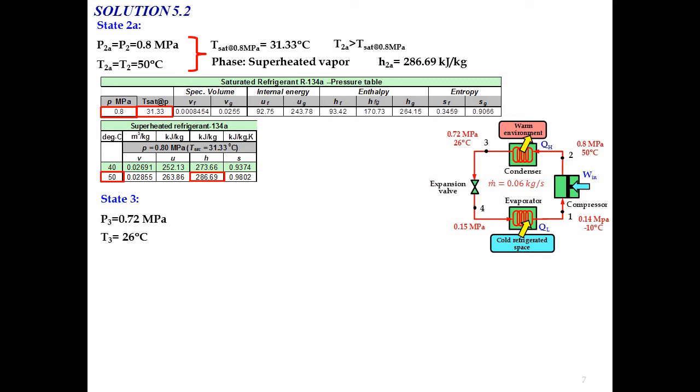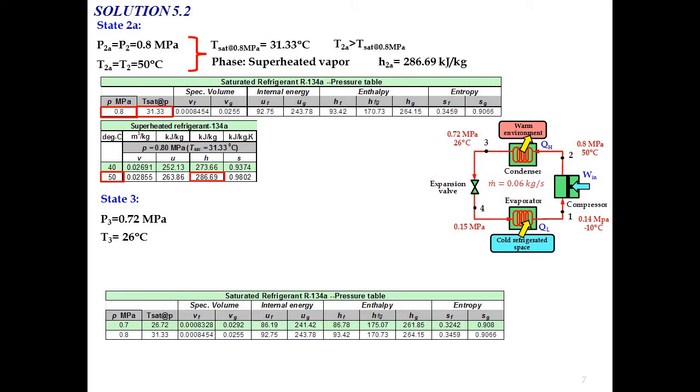So now for state number 3. The data given: P3 equal to 0.72 megapascal, T3 equal to 26 degrees Celsius. So we have two pieces of data, but still we don't know the exact phase for this state number 3. So we need to check by using the saturated refrigerant 134A table based on pressure. The pressure is 0.72 megapascal, so we cannot get it directly from the table. You need to make an interpolation for the value of 0.72 megapascal.